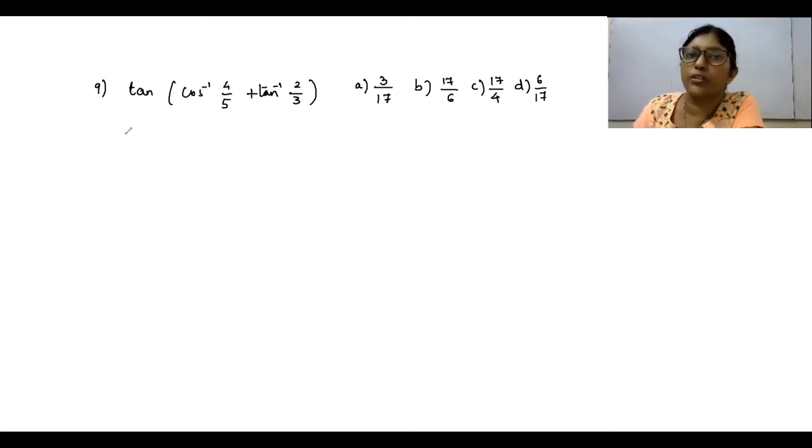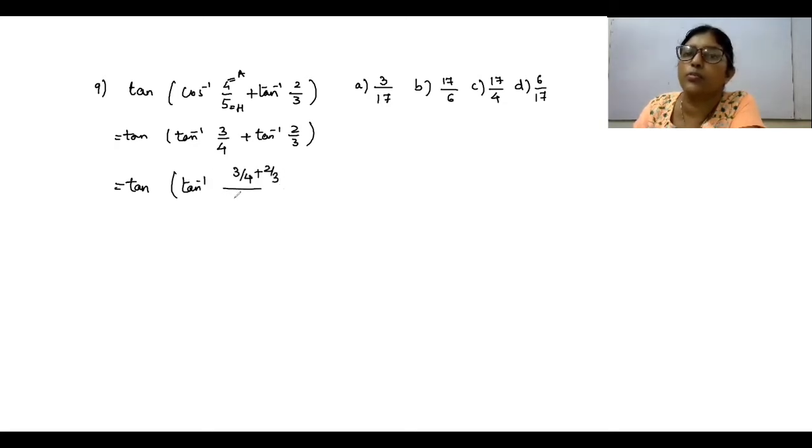Again, a question on inverse trigo. The easiest way to do this is convert cos inverse to tan inverse, and this is adjacent and hypo, so the opposite side will be 3 by 4, and we will apply tan inverse plus tan inverse.